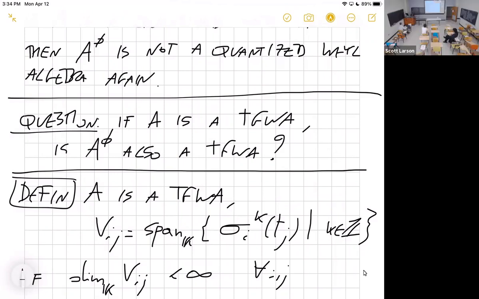But for this question, if you take phi of order 2, is it known that if you start with a TGWA, you get again a TGWA? Not in general. Okay, I see.